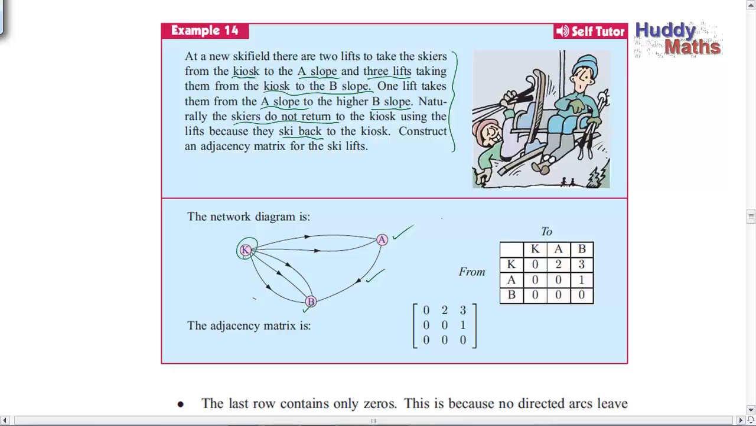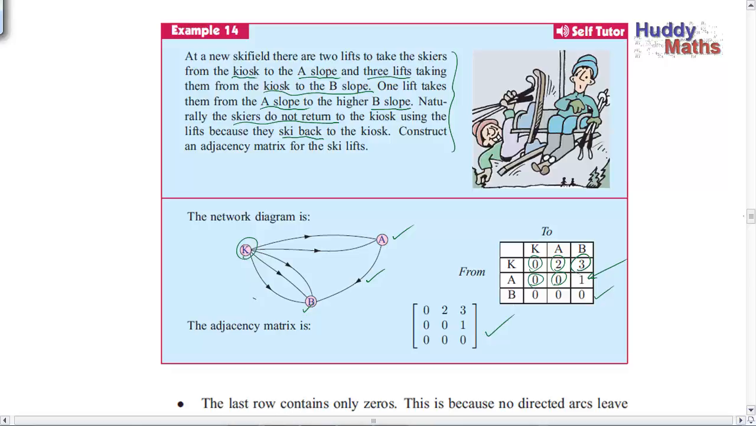So let's have a look at an adjacency or connectivity matrix. Kiosk to kiosk, none. Kiosk to A, 2. Kiosk to B, 3. A slope to kiosk, nothing going down, but 1 going from the A slope to the B slope because B is higher than A, and none coming back from the B to the kiosk or to A or to itself. So the adjacency matrix is this one.